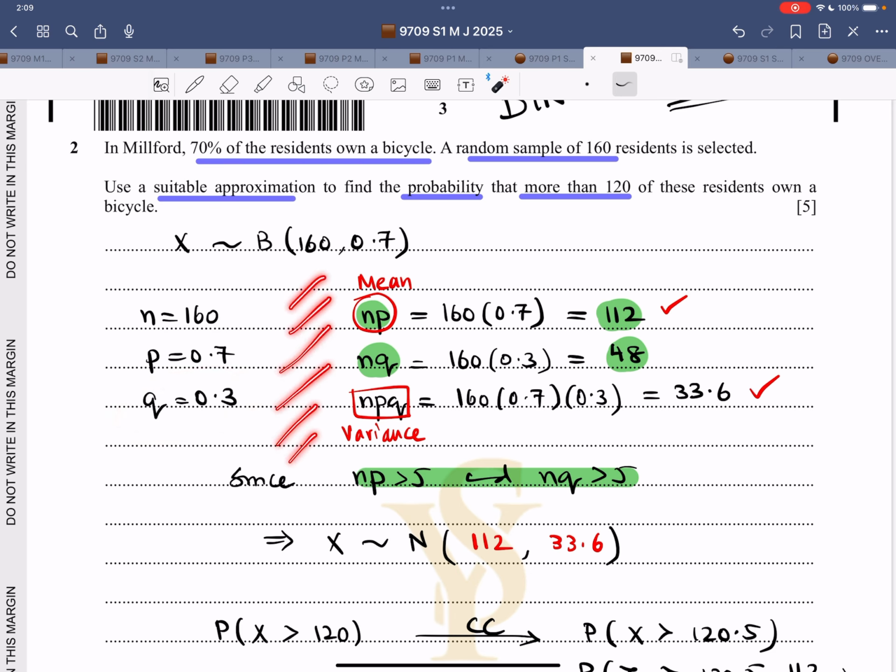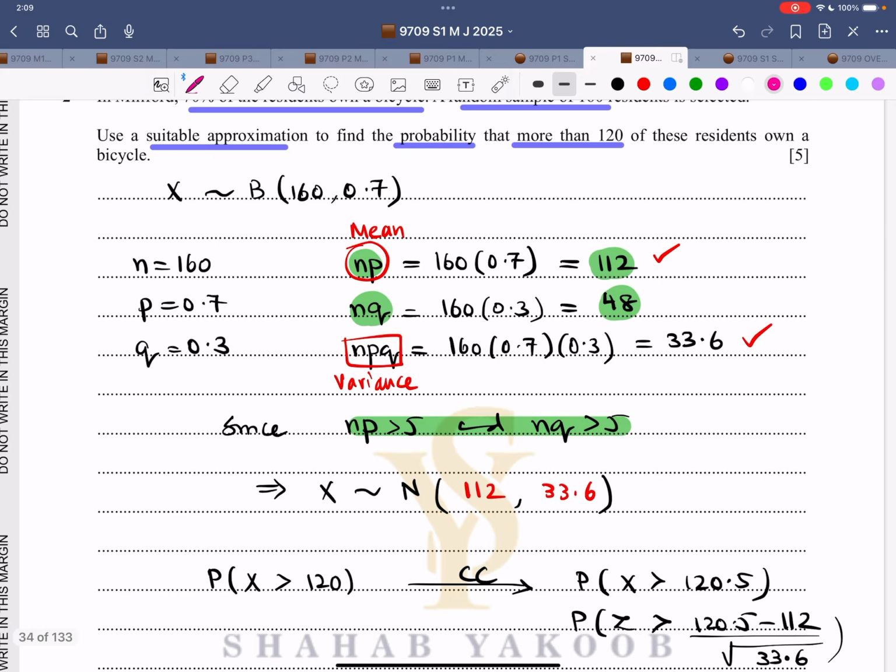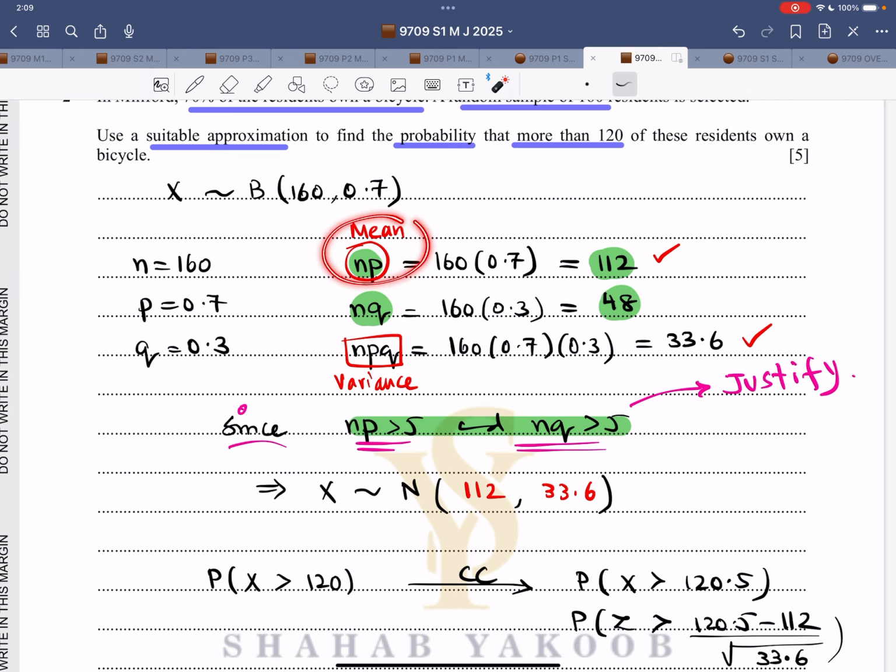Now do these calculations. Calculate NP, calculate NQ, calculate NPQ. NP is 112, NQ is 48, NPQ is 33.6. First of all, justify whether they have asked it or not. Make a habit of justifying it. It's a good thing. Make sure that you win the heart and mind of the examiner. So now since NP is greater than 5, NQ is greater than 5, therefore X follows a normal distribution. Mean is NP, that goes over here, and variance is NPQ, that goes over here. Do not, I repeat, do not confuse NQ and NPQ.